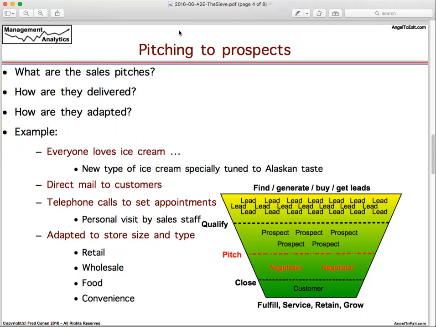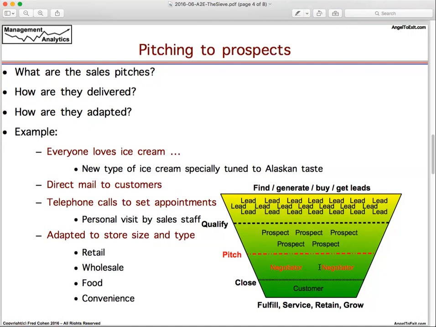Next, of course, you have to somehow pitch to those prospects to turn the prospects into, I'll call them negotiators. There's not always a defined process, but very often the prospect turns into a negotiation and they become a negotiator through the process of the pitch. So you want to know, what are the various pitches? How are they delivered? How are they adapted with time? For example, here's a pitch. Everyone likes ice cream, right? Everybody's got to love ice cream. We have a new type of ice cream specifically tuned to the Alaskan taste. Okay, whatever your pitch is.